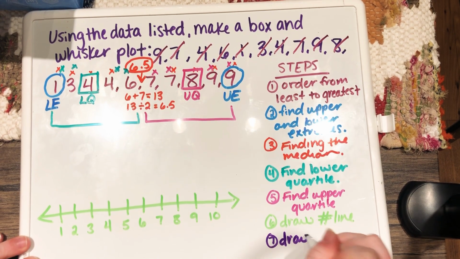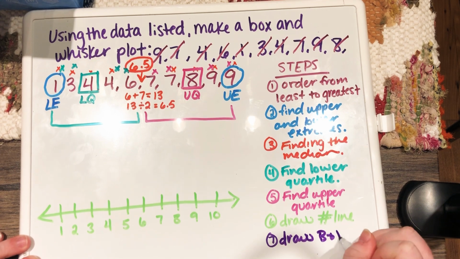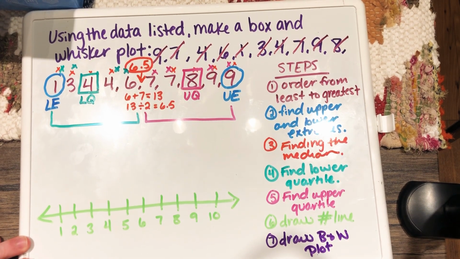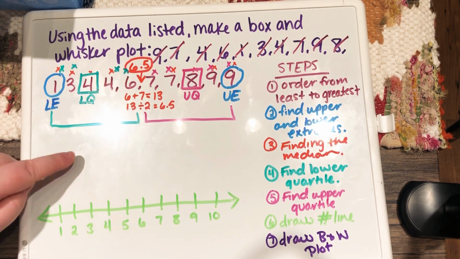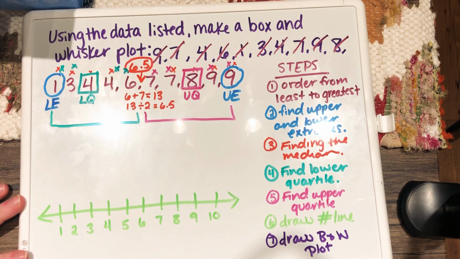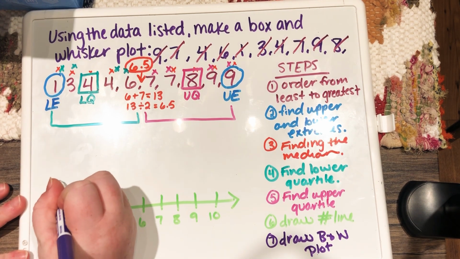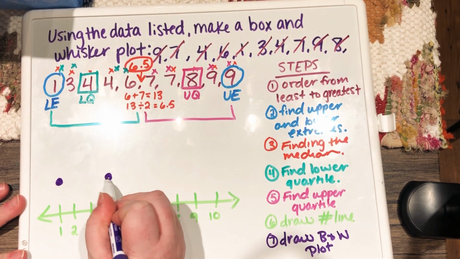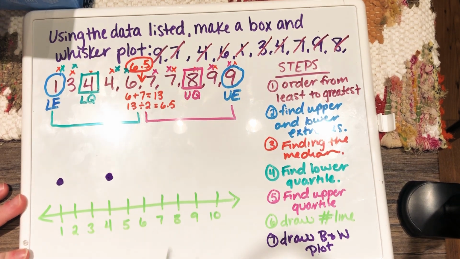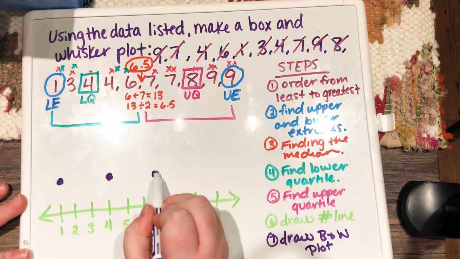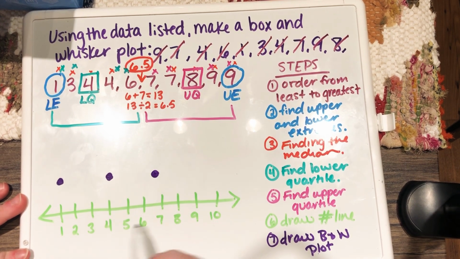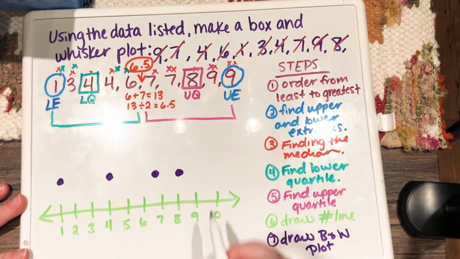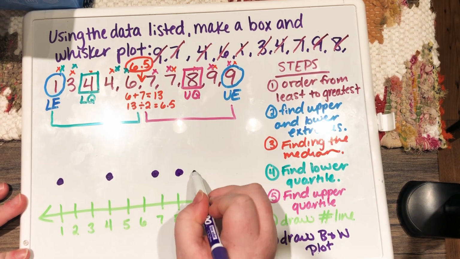draw the box and whisker plot. So the way you do this is you take your 5 numbers and you plot them with a dot above the number on the number line. So our lower extreme is a 1, put a big dot right there. Lower quartile is 4. The median is 6.5. So I'm going to go between 6 and 7 up and make that dot. Our upper quartile is 8. And our upper extreme is 9.